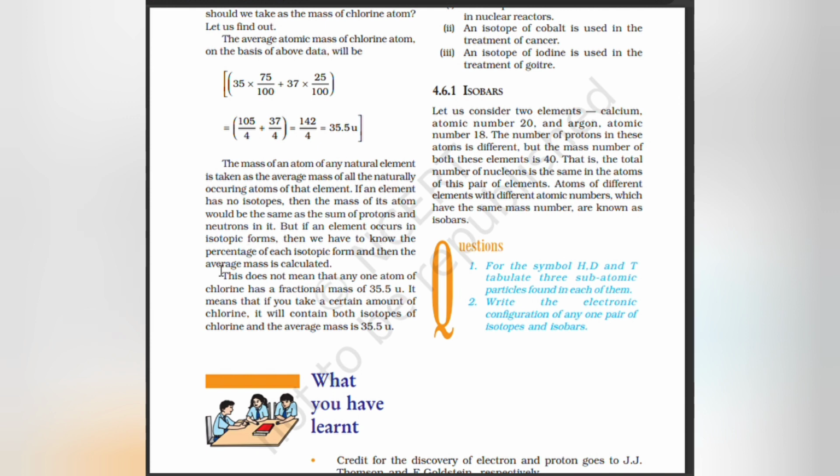But if an element occurs in isotopic form, then we have to know the percentage of each isotopic form and the average mass is calculated. This does not mean that any one atom of chlorine has a fractional mass of 35.5 U. It means that you take a certain amount of chlorine. It will contain both the isotopes of chlorine and the average mass is 35.5 U.